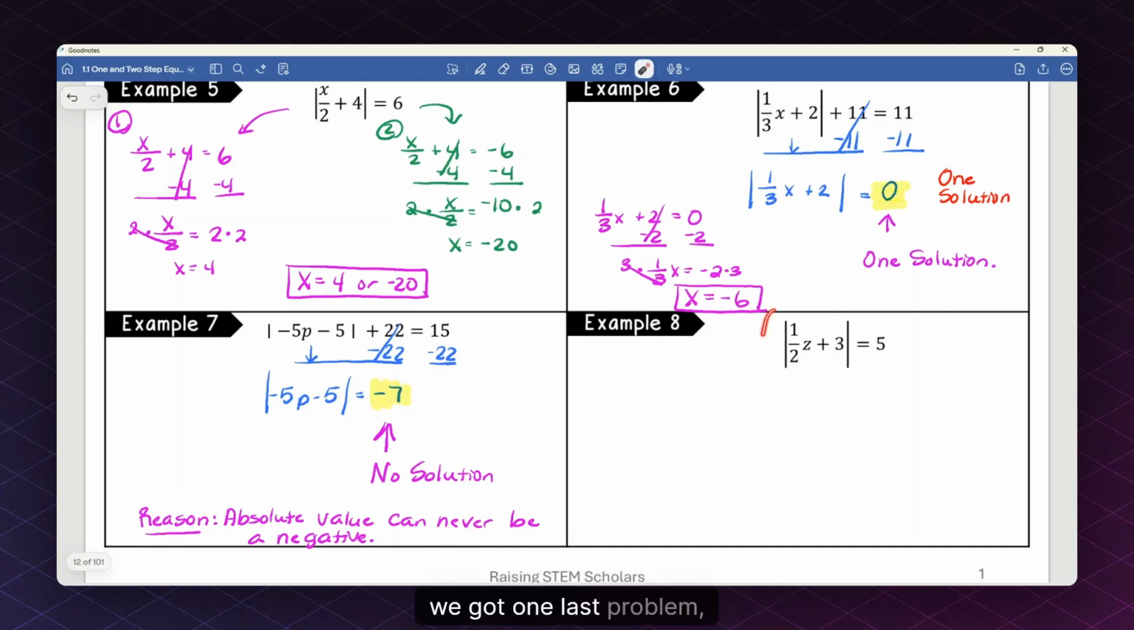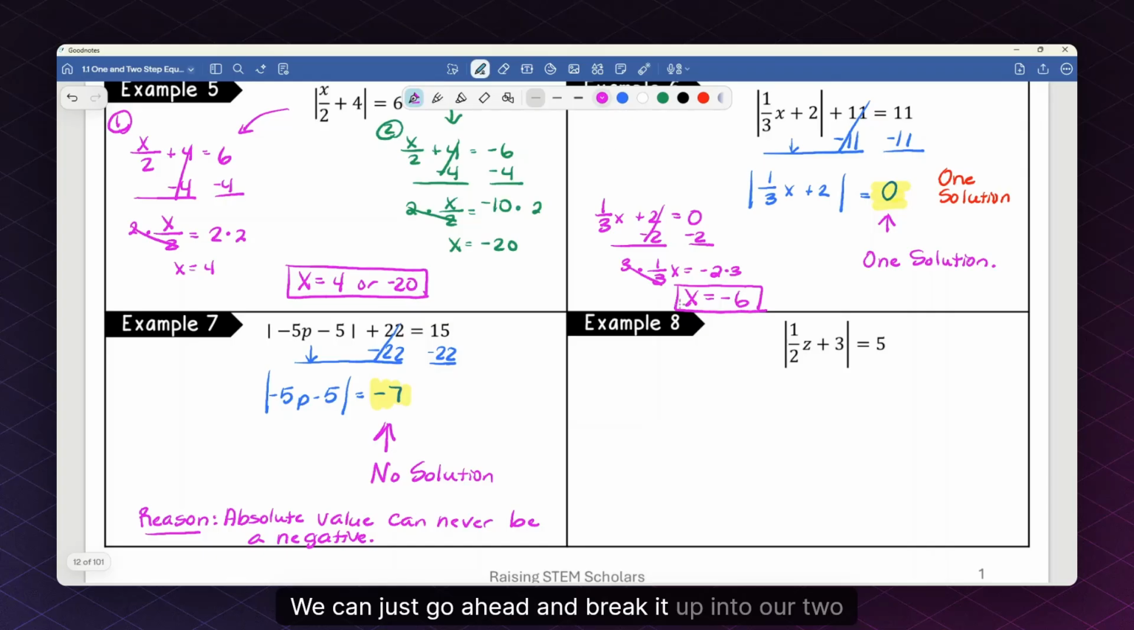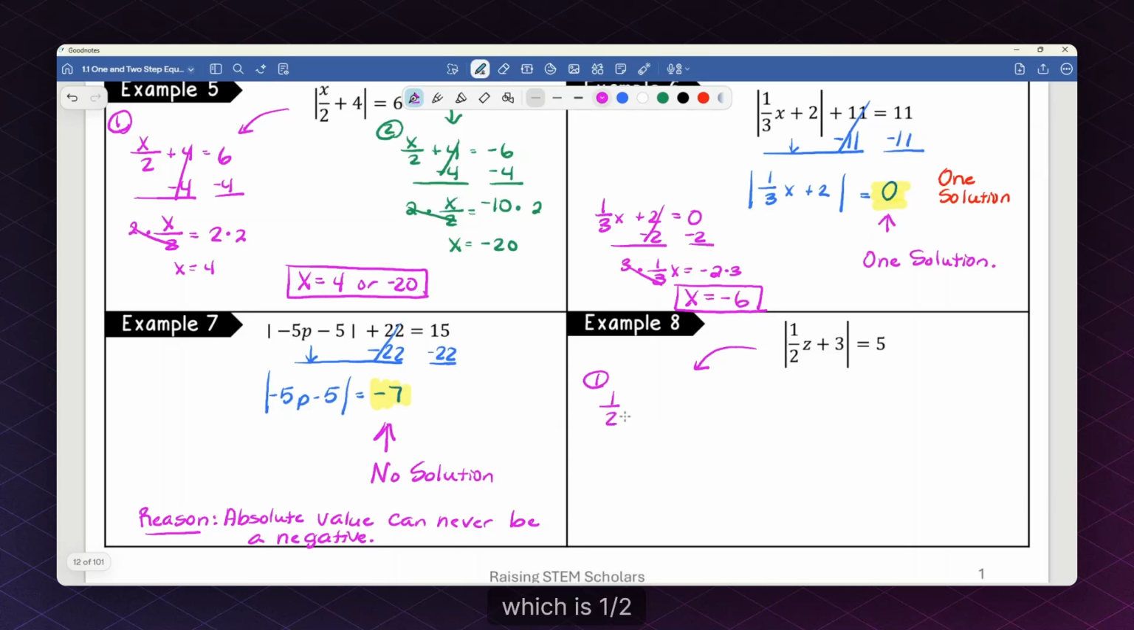Alrighty, we got one last problem, my friends, and then that's it. So we've got the absolute value here equals 5. This absolute value part is already isolated. There's nothing before it or after it. So we don't have to do that isolation portion. We can just go ahead and break it up into our two equations. So I'm going to do my positive version, which is 1/2 z plus 3 equals 5. So I can subtract my 3.